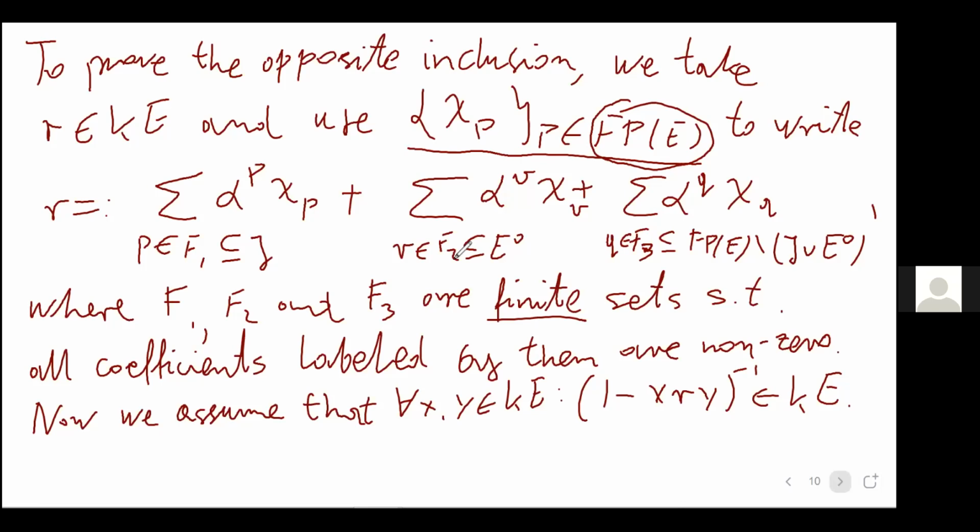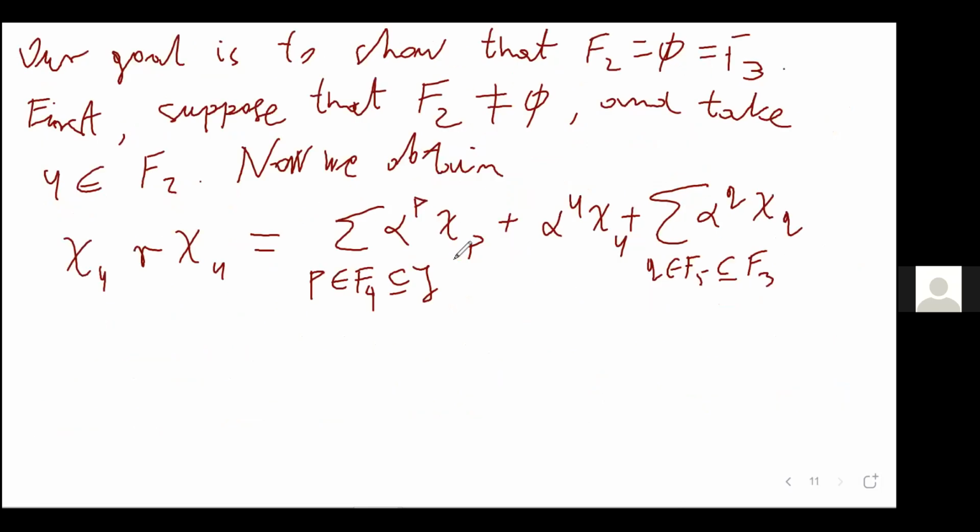Okay, so this is the formula, but let me also write what I just said, where F4 and F5, again, are finite sets, they are subsets of finite sets. They have not lost finiteness.